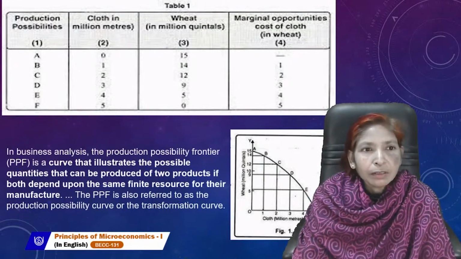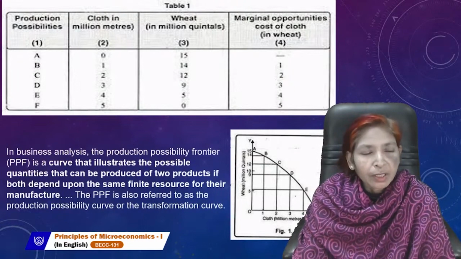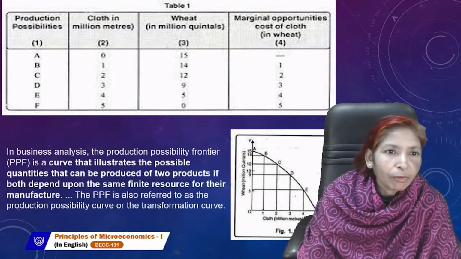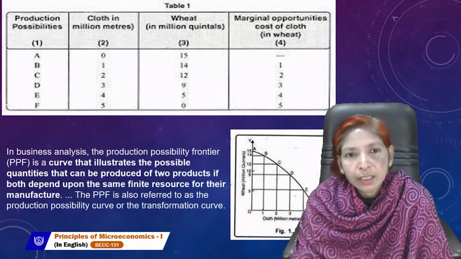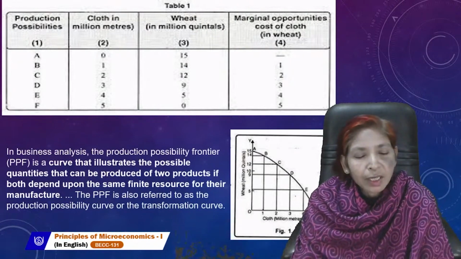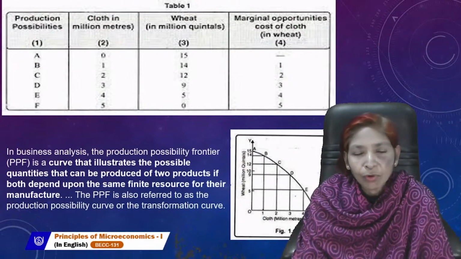In combination A, cloth production is 0 and wheat production is 15. In combination B, we are producing 1 unit of cloth and 14 units of wheat. As we increase the production of cloth, wheat production is falling. 15 minus 1 is 14. 14 minus 2, 12. 12 minus 3, 9. 9 minus 4, 5. And 5 minus 5, 0.